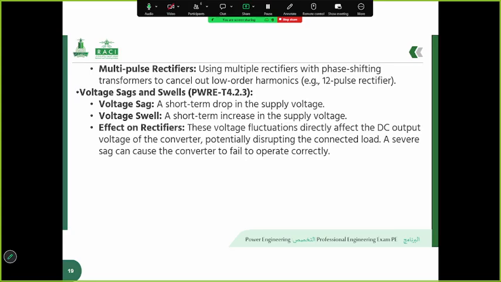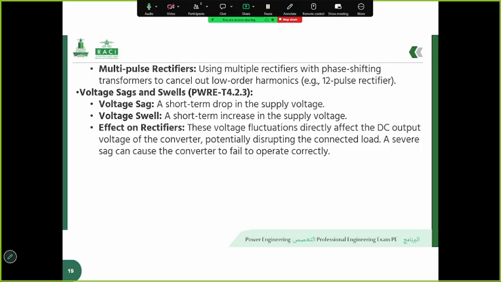are critical. Another important aspect of power quality in rectifiers is their sensitivity to voltage sags and swells. A voltage sag refers to a short duration reduction in the supply voltage, while a voltage swell is a short duration increase. So since rectifiers directly convert AC voltage into DC, any disturbance on the AC side is reflected in the DC output. This means that voltage sags lead to a drop in the DC voltage, which can cause malfunction or even shutdown of the connected load.